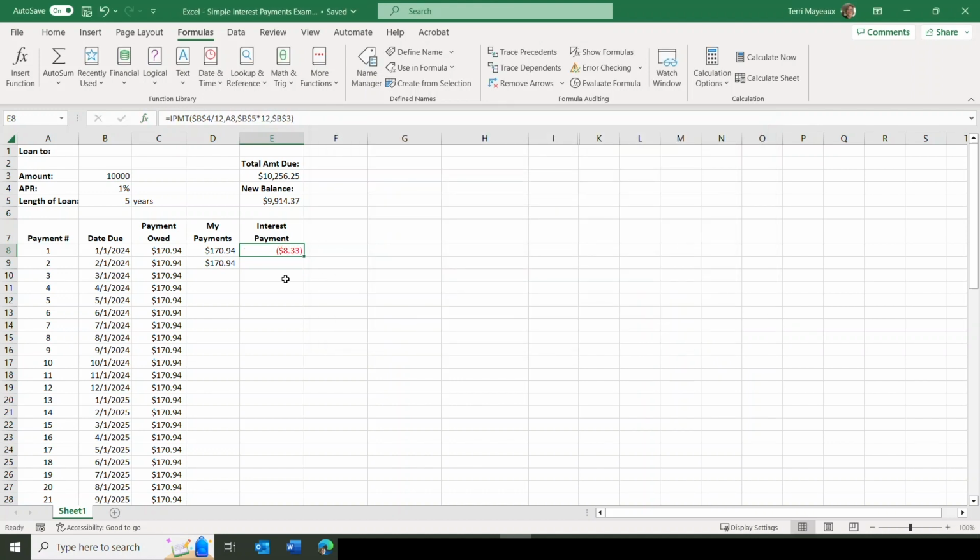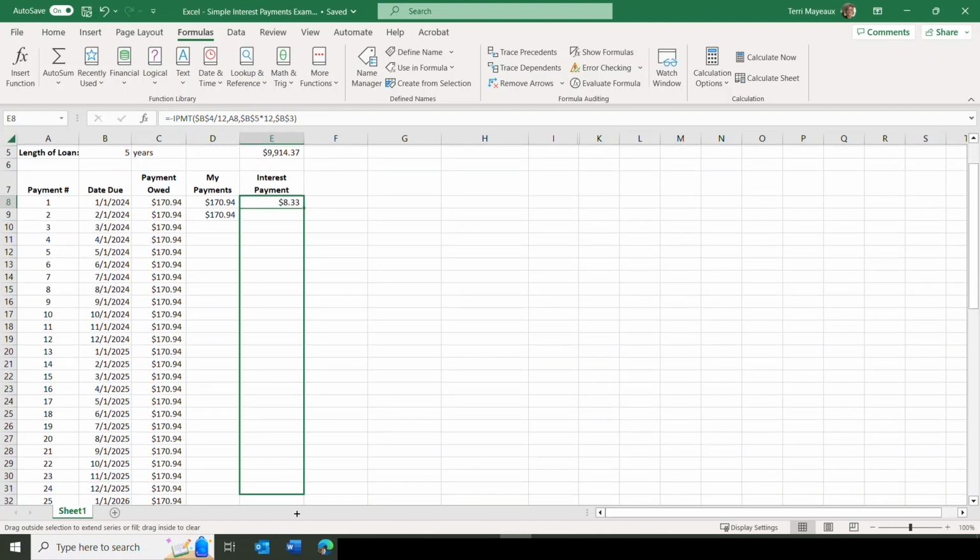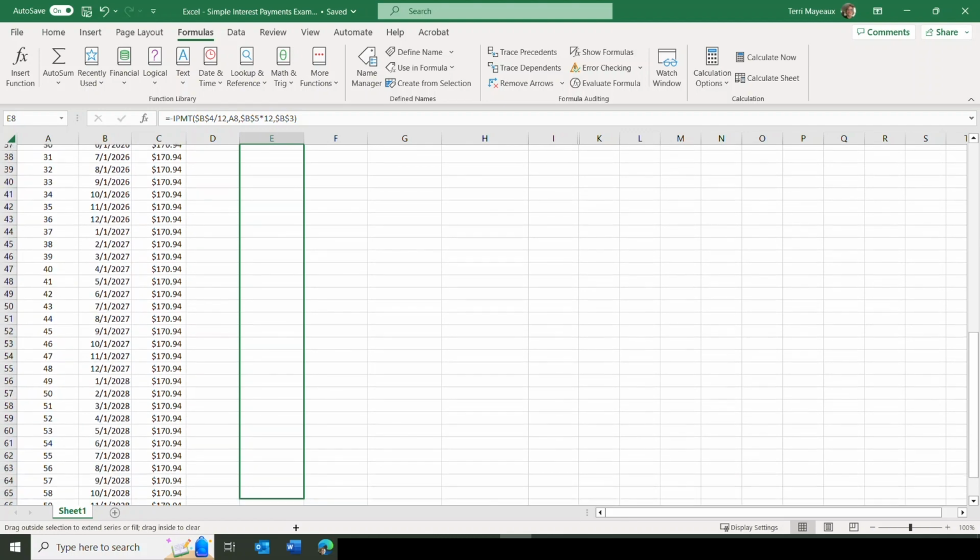Interest payment, like payment, is a negative because it's something that we're paying out of our bank account. And so we can go to the formula bar. I'm going to go between the equal sign and the IPMT function and simply place a negative sign and click the check mark. Now I have that positive amount, so I know that for the first month I am going to pay $8.33. I'm going to find the fill handle and click and drag down all the way through those 60 payments.